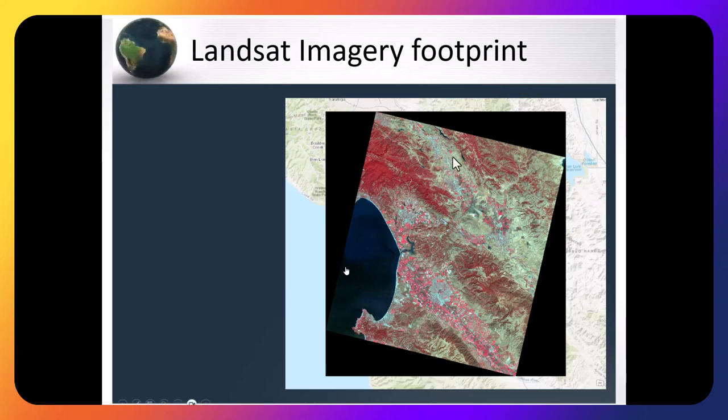And so they chunk up the swath into images, which are called columns and rows or scenes. And so here's a Landsat imagery footprint that is, because it's a raster image, you see where the hand is here.